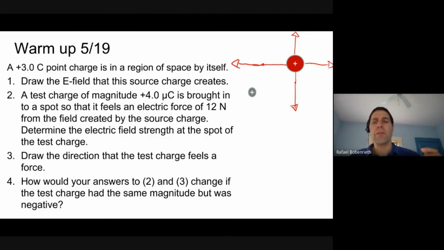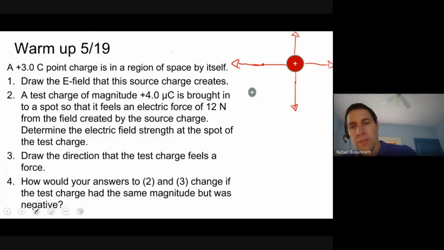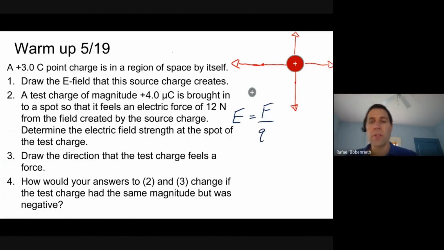Okay, electric field strength. If you recall, we have an equation that says the electric field strength is equal to the force per unit charge. So in this case, we're given the force as 12 newtons that test charge is feeling at that point in space. And we know that the test charge is 4.0 microcoulombs. So micro is 10 to the negative 6. So that's 4.0 times 10 to the negative 6 coulombs.